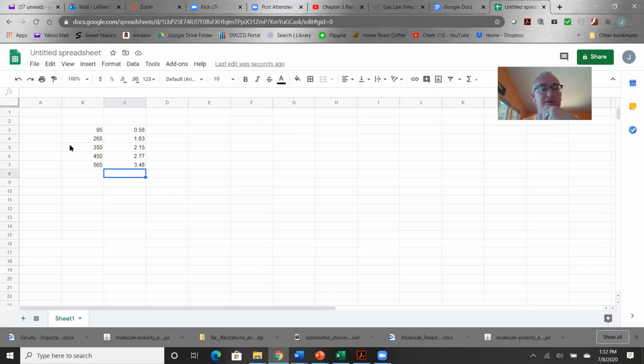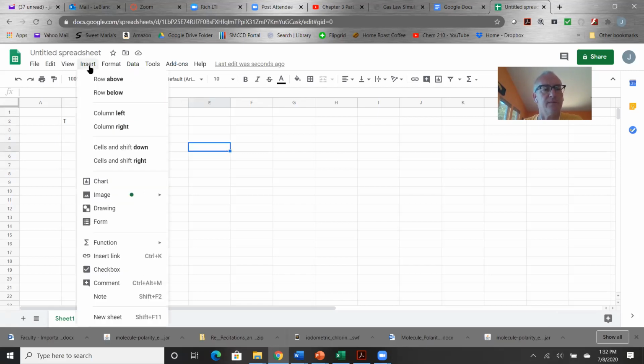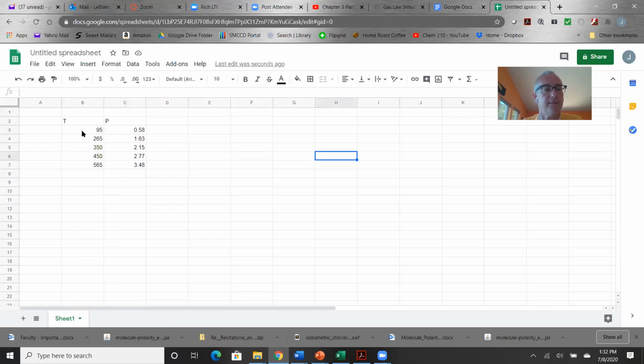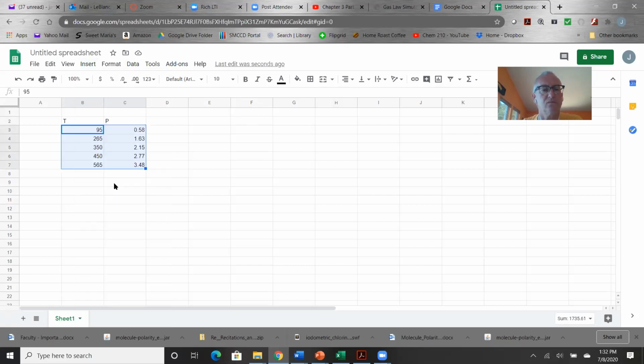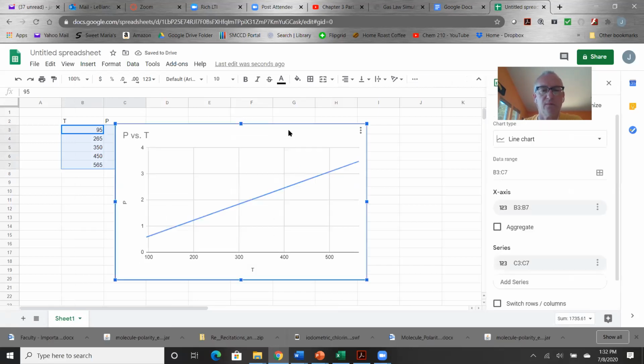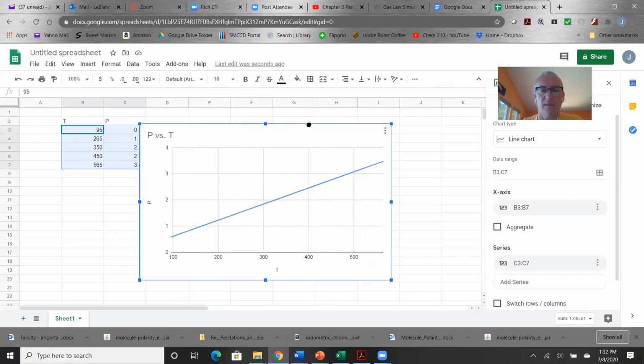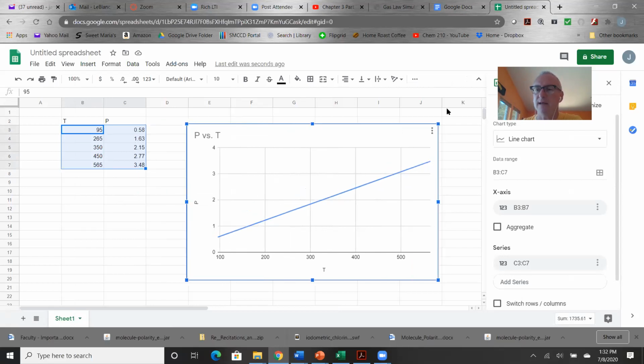All right, so I've got my temperature, I've got my pressure. If I want to plot these, do I just select the two? Okay. And then insert, and then chart. Insert chart. There we go. All right, cool.